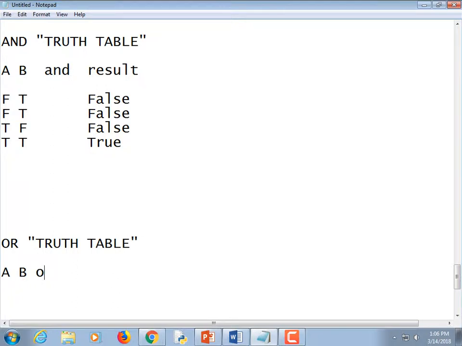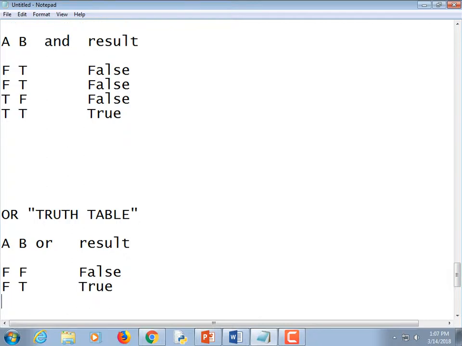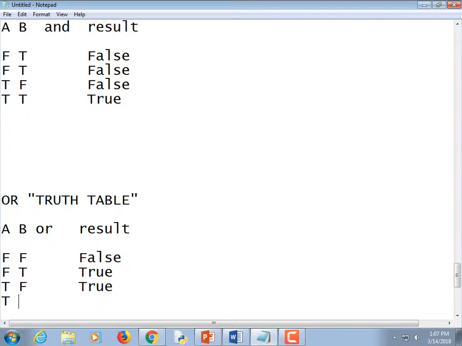Again, you have two inputs, and you have the or keyword, and here's the result. So you have two falses, but one of them has to be true. Since neither one of them is true, the result is false. How about if you have a false and a true? Yeah, that's a true. Just like if you have a true or a false, that's a true. And if you have a true and a true, that's a true.